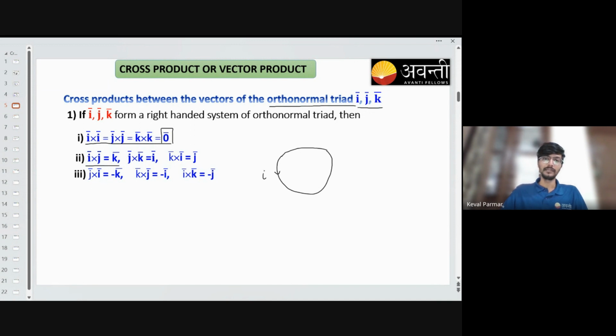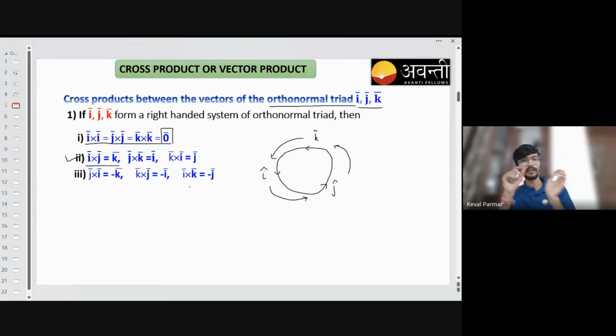Let the cyclic order be i, j and k. So here, if the cyclicity is followed, that is i to j, that is i cross j, then I'll get k. Again, if I get j cross k, then I'll get i. If I get k cross i, then I'll get j, as you can see here.